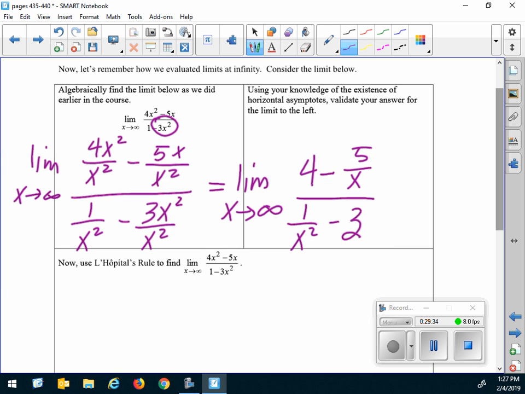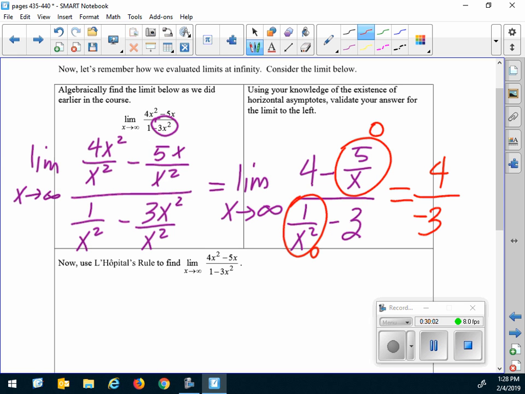And then you said, oh, as x approaches infinity, what does this do? How small? Closer and closer to 0. Right, infinitely small, closer and closer to 0. So that approaches 0. What does this do? As x approaches infinity, that approaches 0 as well. 4 minus 0 over 0 minus 3.